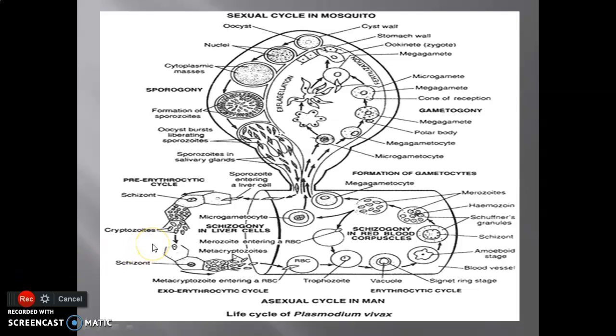Now the development of micro and megagametocyte and changes in the structure of both these gametes occur in the mosquito. The changes and the stage that we will see in part 3 of life cycle of Plasmodium vivax.